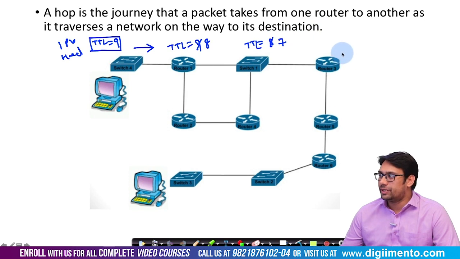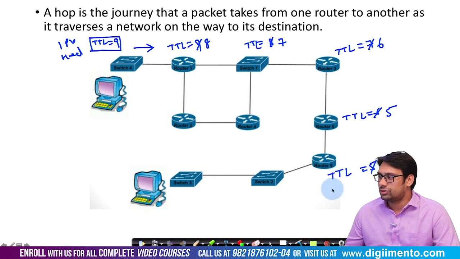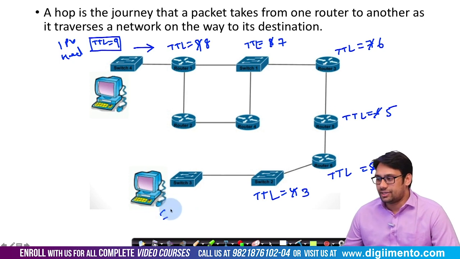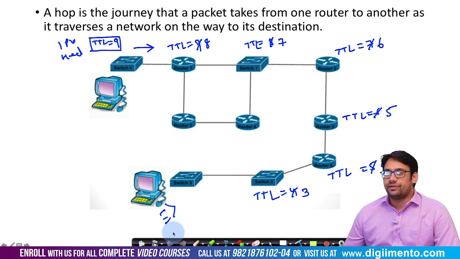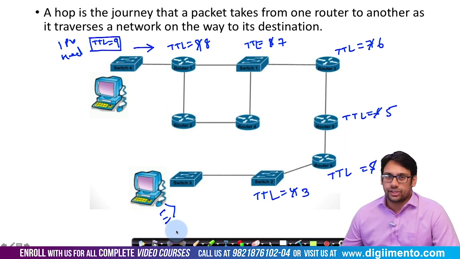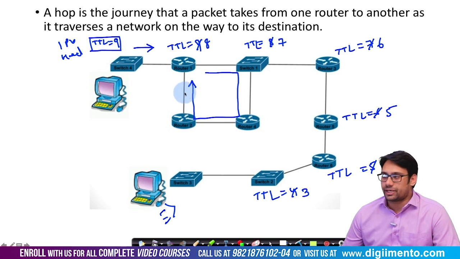On the fourth router, it will be decremented from 7 to 6. On the fifth router, from 6 to 5. On the sixth router, from 5 to 4. On the seventh router, from 4 to 3. On the final destination, if the TTL is not 0, that means the packet is accepted. So this TTL field is used to ensure the packet does not get stuck in an infinite loop throughout the network. The packet can follow any path, and even if the packet goes through an infinite loop, as soon as the TTL field becomes 0, the packet will be discarded.